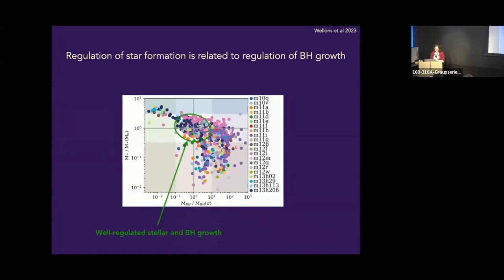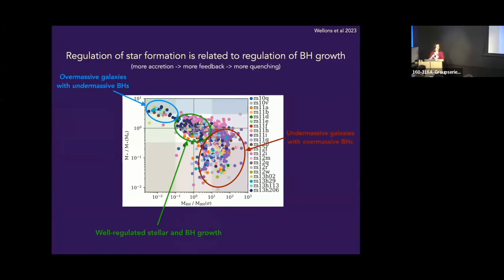If I put all of the simulations on this plot, it looks something like this, where fortunately in the middle here, near 1, 1, are simulations where both the black hole and stellar mass growth are well regulated. But there are also plenty of simulations with over massive galaxies and under massive black holes, and lots of under massive galaxies with over massive black holes. And so this kind of tells us a story where the more the black hole accretes, the larger it grows, the more feedback energy it puts into the environment, and the more the galaxy quenches. But of course, it's complicated. There's a lot of scatter in this. And we can break this down a little bit more.